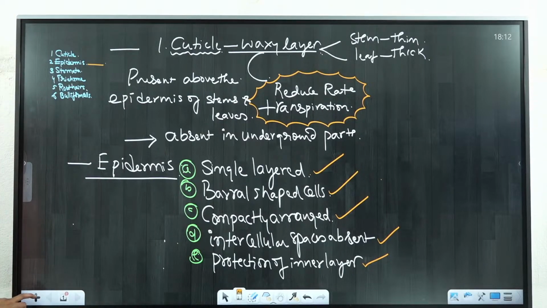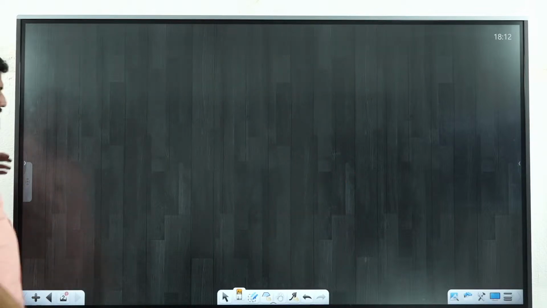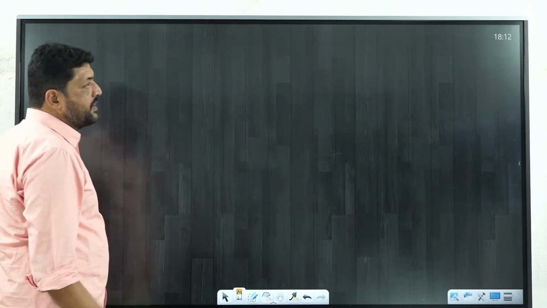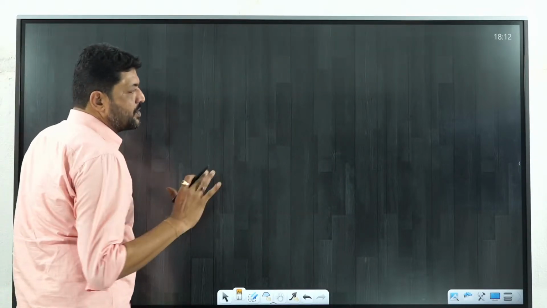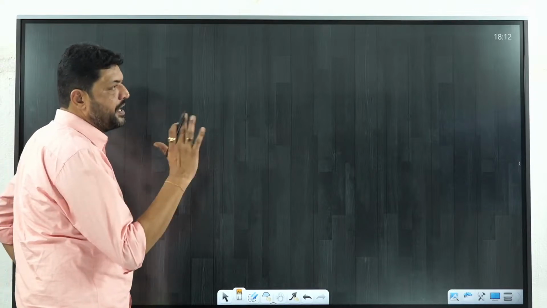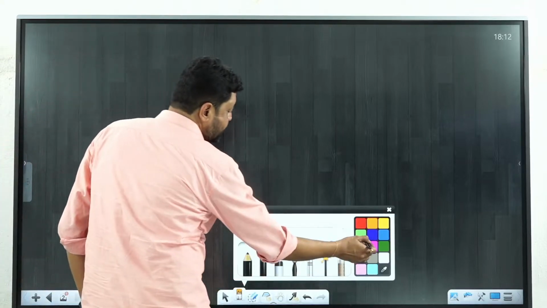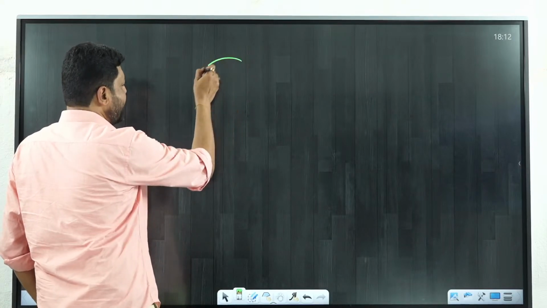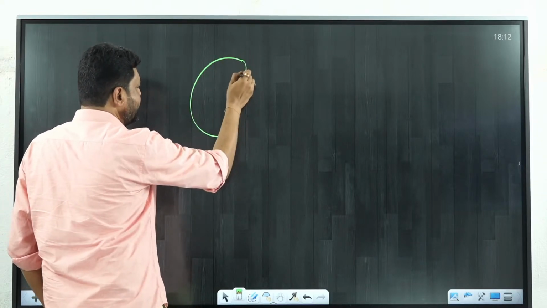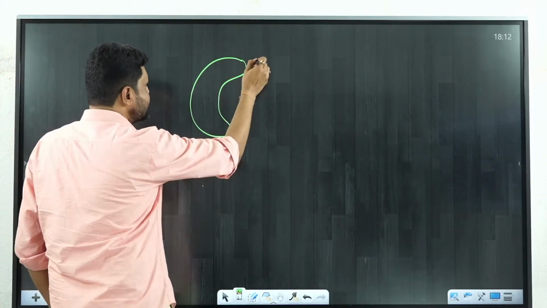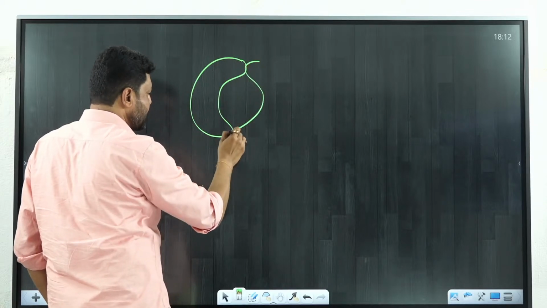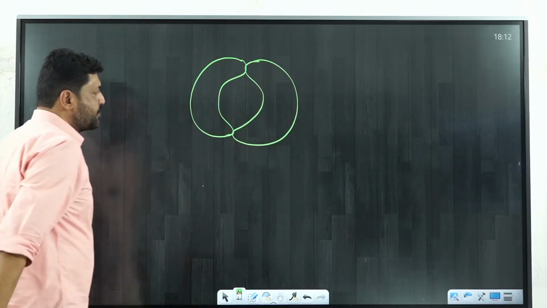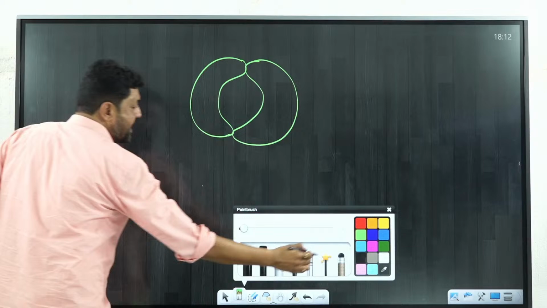Let us go for the next slide. That is the most important side heading. So far 8 questions appeared in the NEET examination from this side heading. So that is the importance of this side heading. Have a look here. This is one bean shaped, this is another bean shaped guard cell. This is what I am discussing about: stomata.